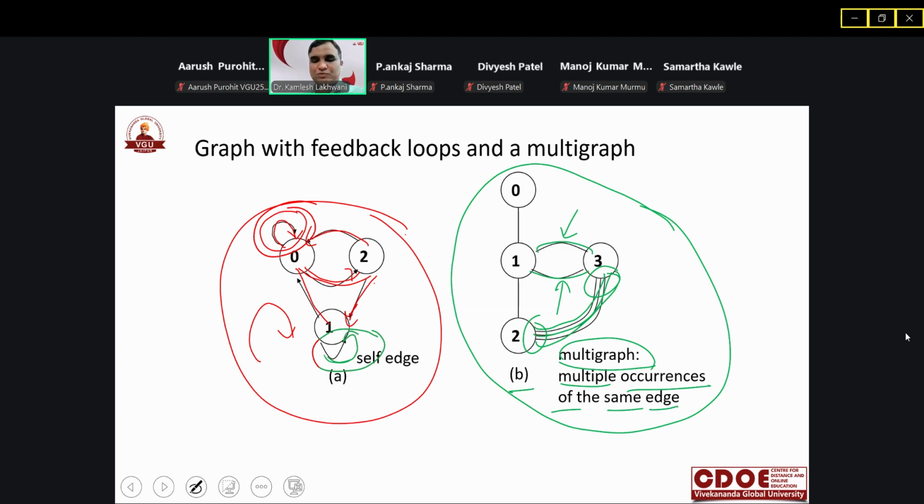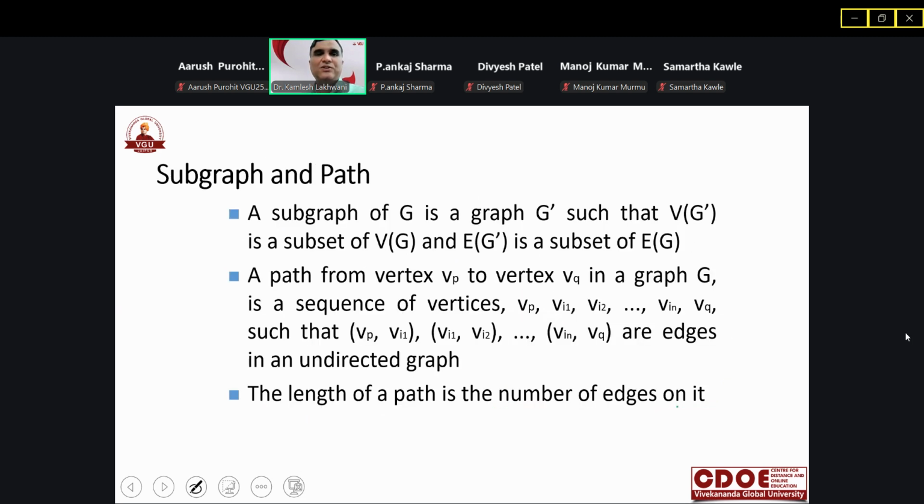Now I'm just going to move towards another topic that is called subgraph and path. So what do you mean by subgraph? What do you mean by path? We'll try to understand.